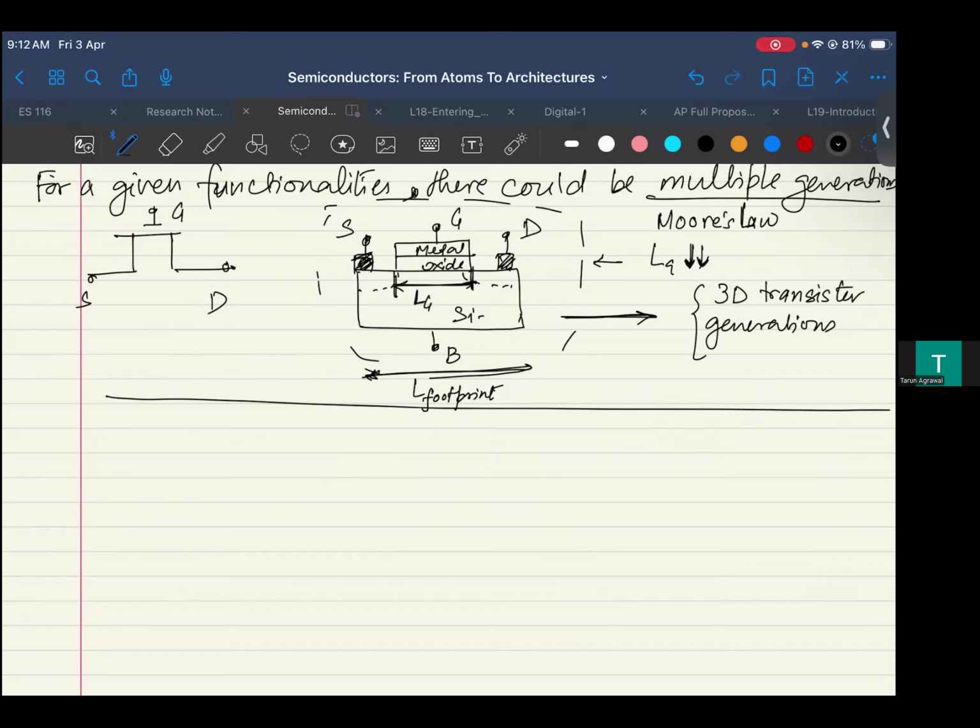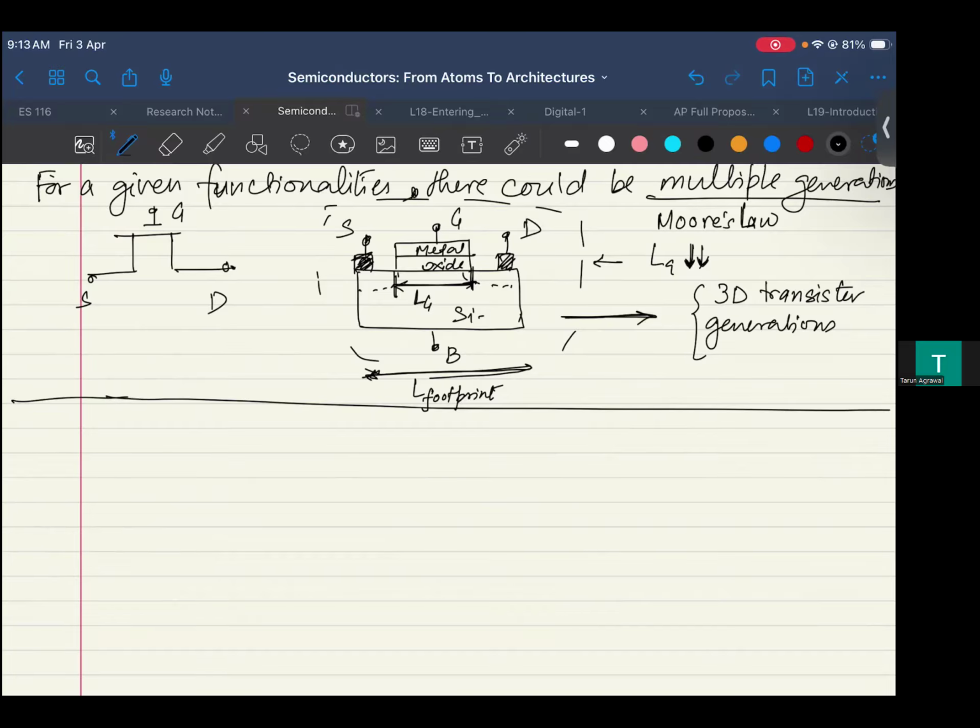What is happening, what is the problem, and why do we go for 3D transistor generation, and where is the path beyond it, right? That is a topic for a separate video.